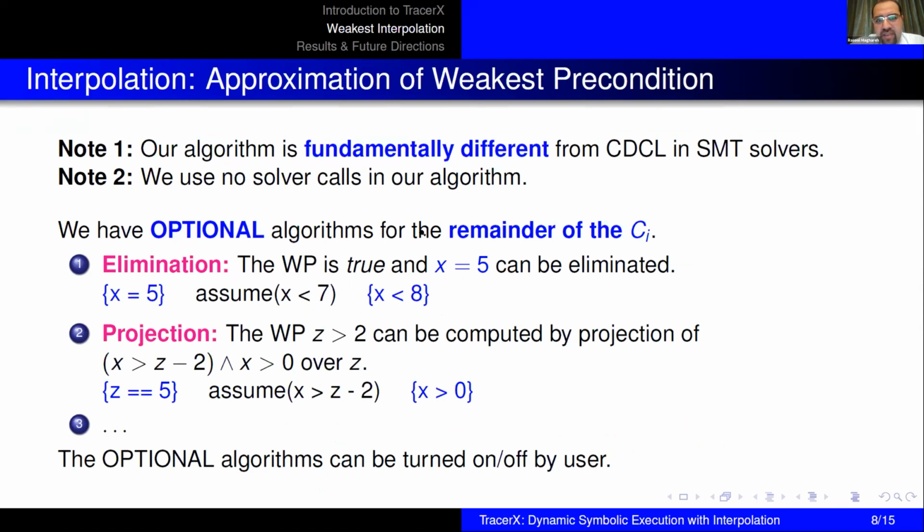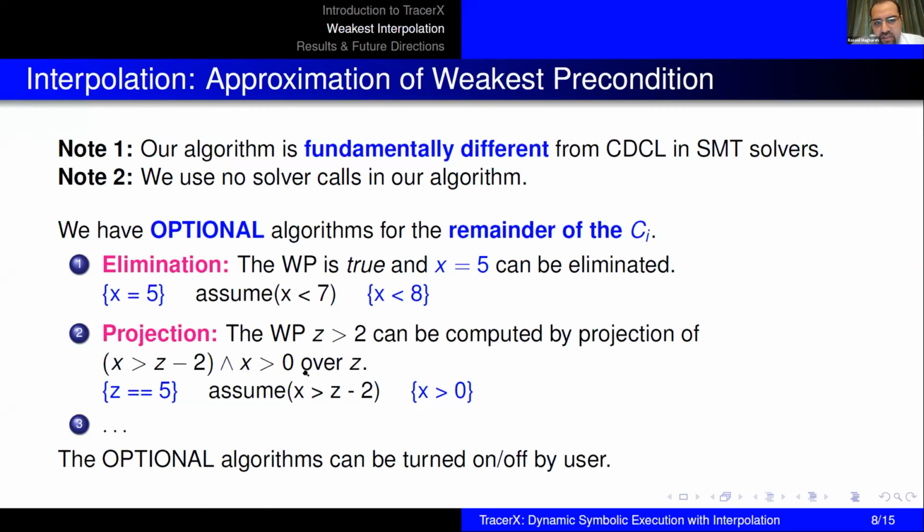In addition to that, we have some optional algorithms that the user can turn on or turn off for the remainder of the CI that are in the third group, and we are keeping them. So as an example, there are situations where we can eliminate a certain CI. For example, in this example over here, the CI in the context is not required to ensure that the post condition holds. As a result, we can just eliminate it, or we can do projection.